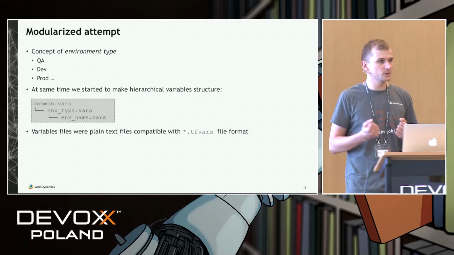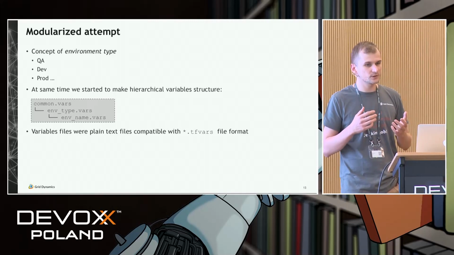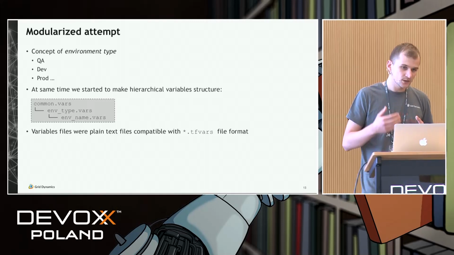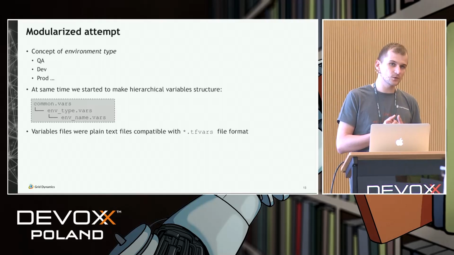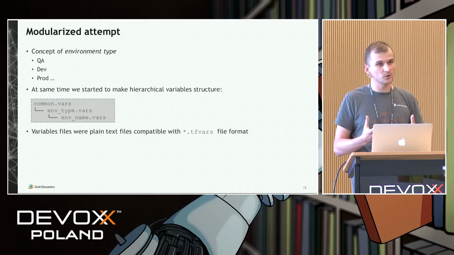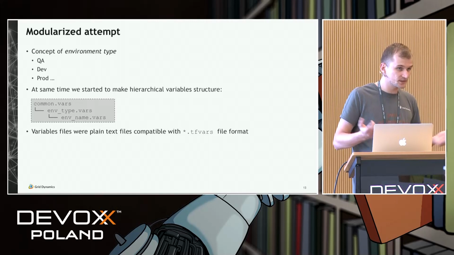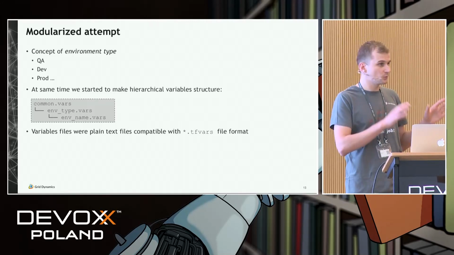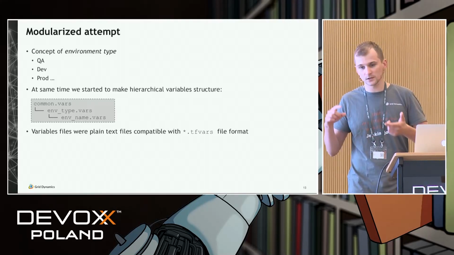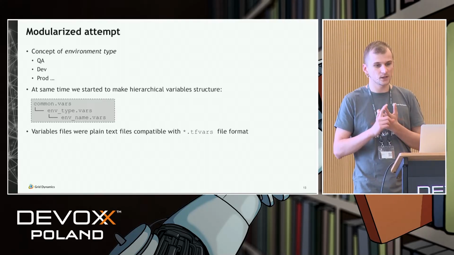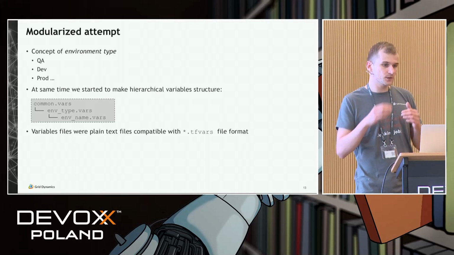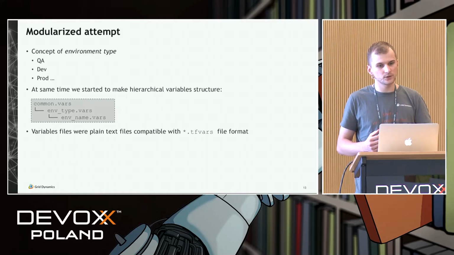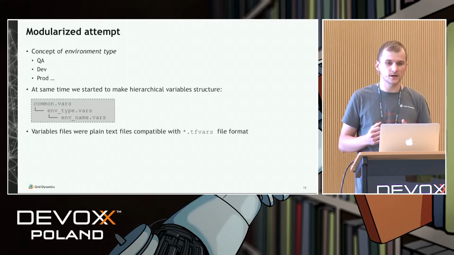At the same time, we started to introduce the variables and hierarchical variable structure. There are the common variables, which are the most common ones like application name, for example, or the number of the components, or something like that. What is common for each environment type and each environment name. From the top to the bottom, there is the list, and the highest priority variables file.